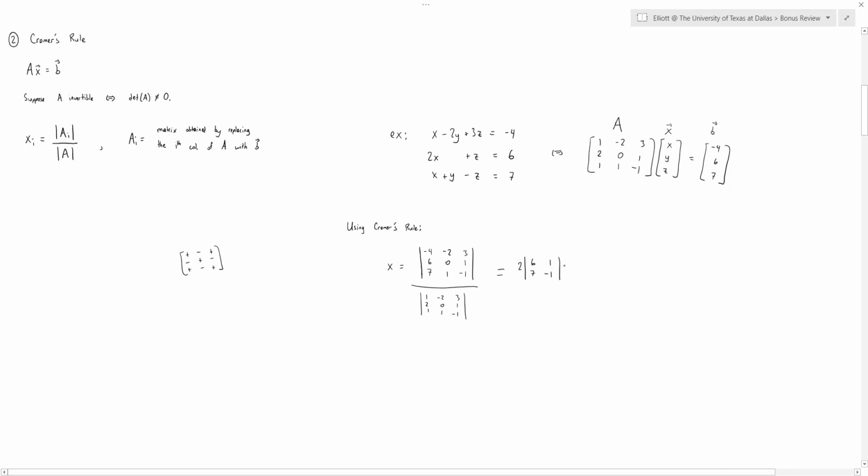So I was doing it along the second column, so we had minus -2. Next will be plus 0. And next is going to be -1. And then if I cross out the row and the column containing that 1, I've got -4, 6, 3, 1 remaining. That's all in the numerator.